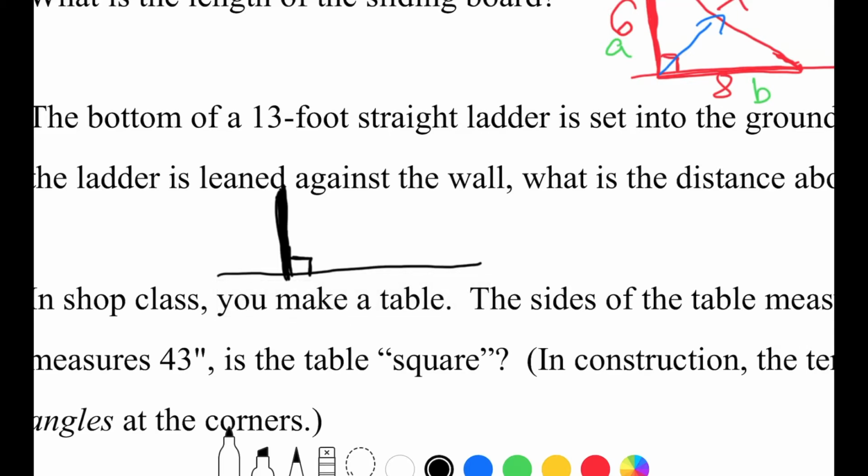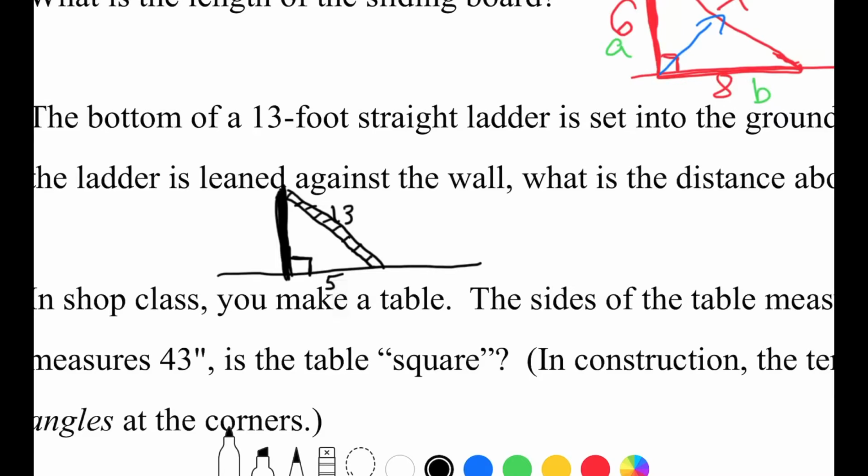And then we have a 13-foot straight ladder, and it is setting against this wall. So here is our ladder. I know I'm not a perfect drawer, but here is our straight ladder. That word straight is just meaning that there's no curves in it. And it is 13 feet. And it is setting into the ground 5 feet away from the wall.